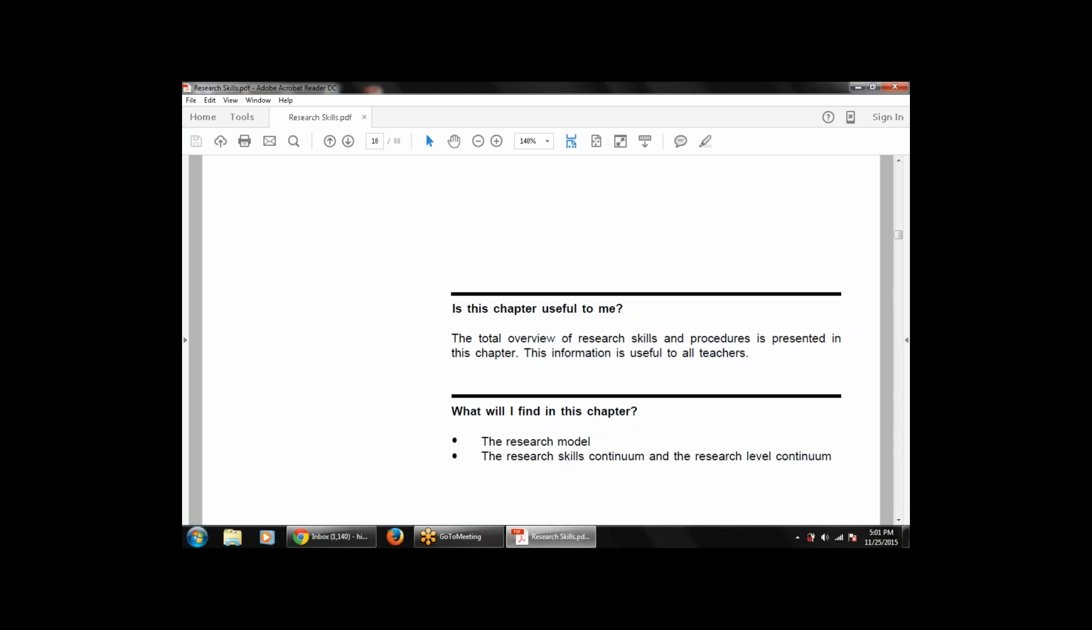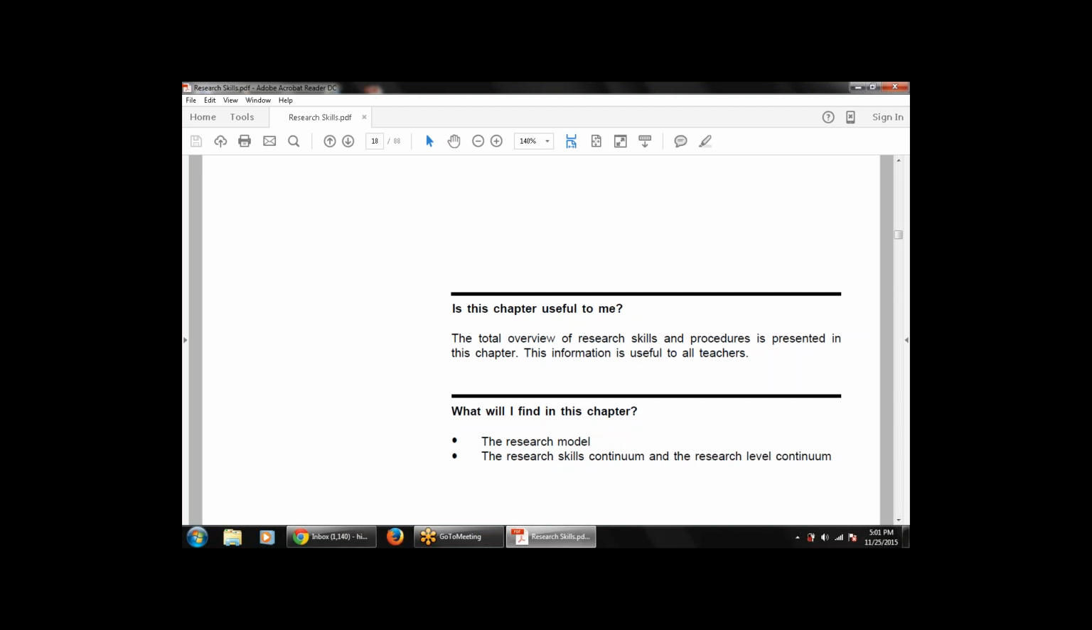Now the next question is, what will I find in this chapter? First, is this chapter useful to me? Yes, this chapter is useful to teachers because it gives the total overview of the research skills.